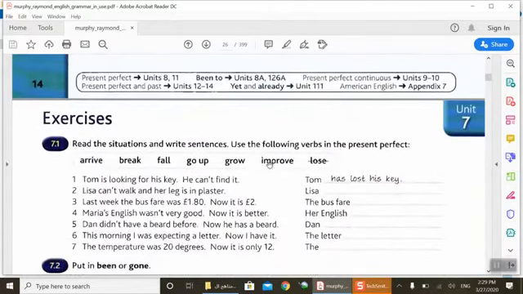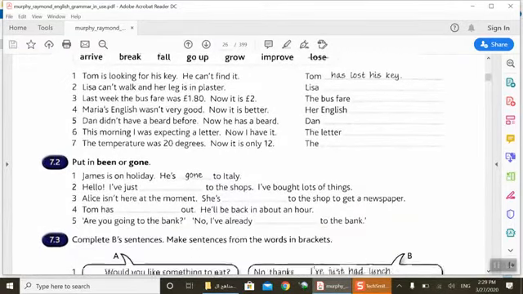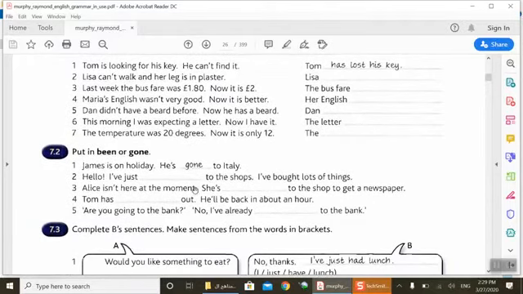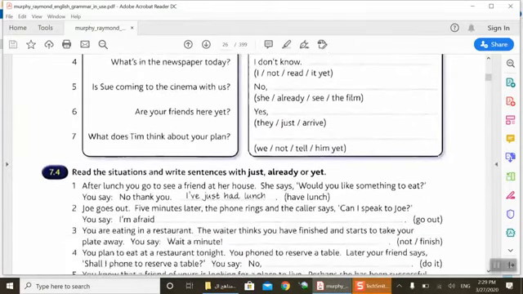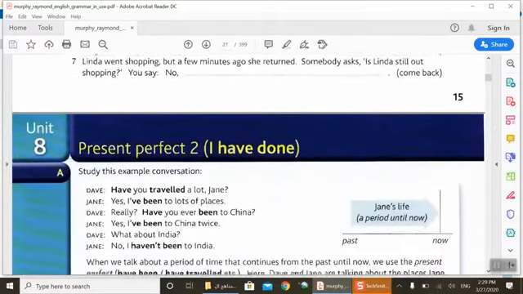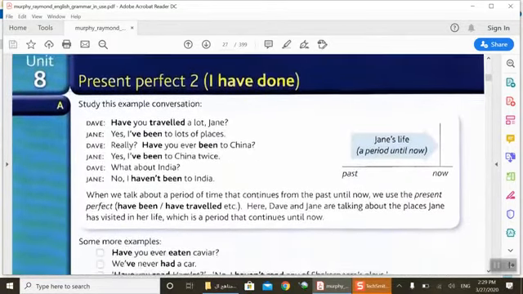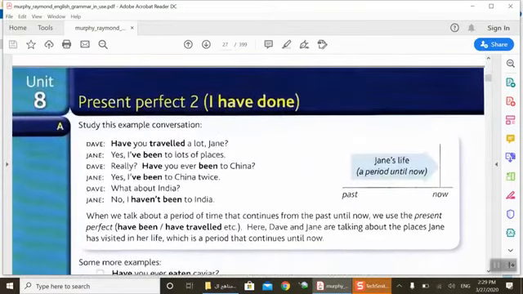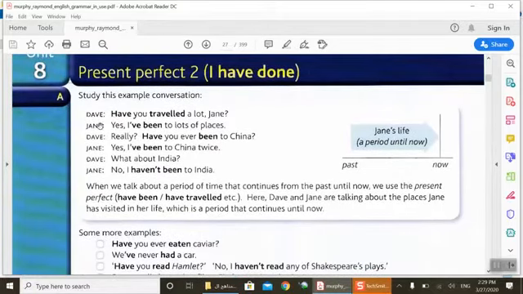Here we have examples. Tom is looking for his key, he cannot find it, and then Tom has lost his key. Here, what is the difference between been and gone? You can see here the examples. Combine the sentences. Read the situation and write sentences with just already yet. Yes, you can read and practice them. Unit number 8, present perfect, I have done. Okay, the same point here.